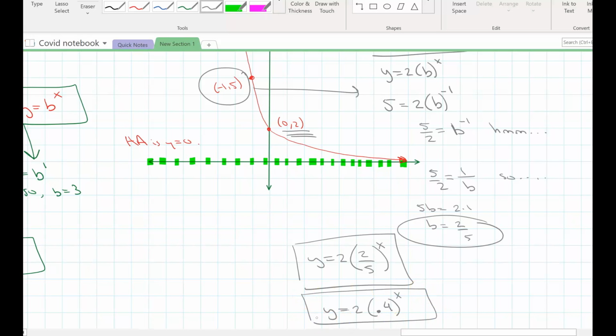This is clearly an exponential decay function. Look at this base down here, 0.4, which is 40%. That means that we are losing 60%, right? So all of this makes sense, all right?